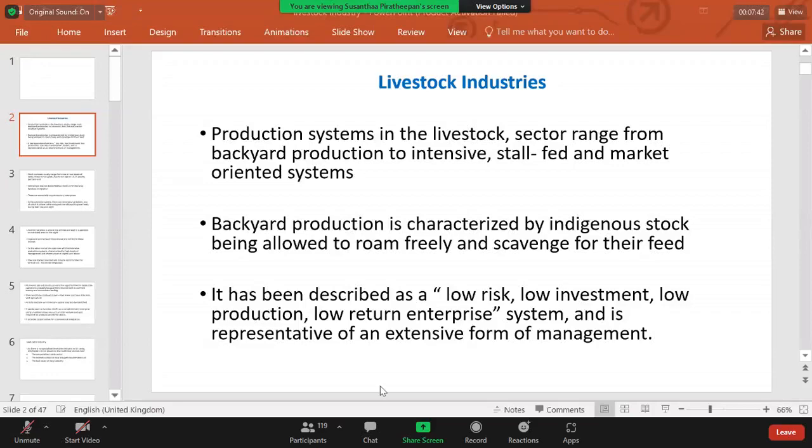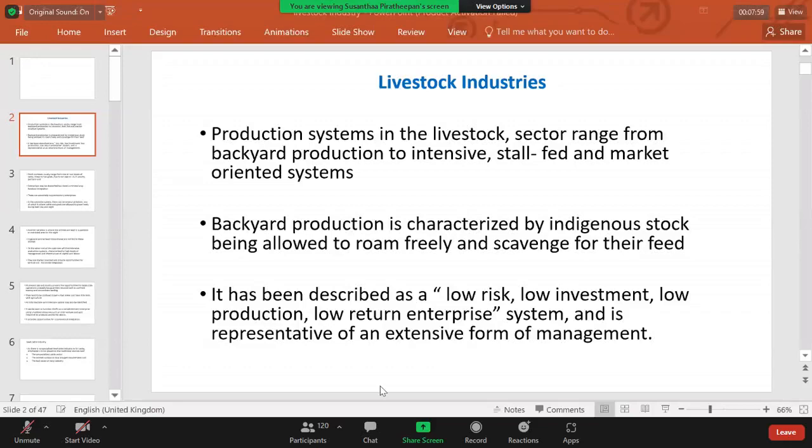Beef production is different. In our country, we don't have a beef industry. But in other countries that have a beef industry, they are feeding grains. The feeding system is different because the aim is to get good muscle. So it depends on the purpose.